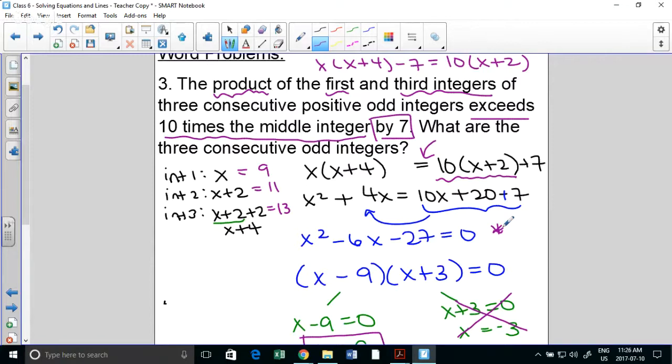So like I said, this one's a bit wordy and funky, but other than that, we just have to take it step by step and really try to understand what they're asking of you. Okay?